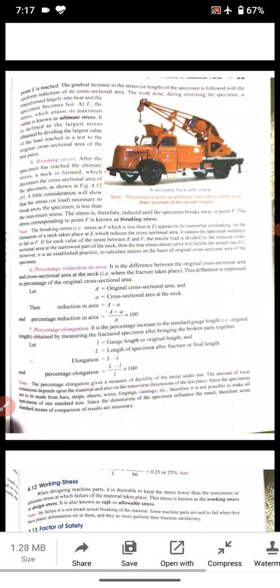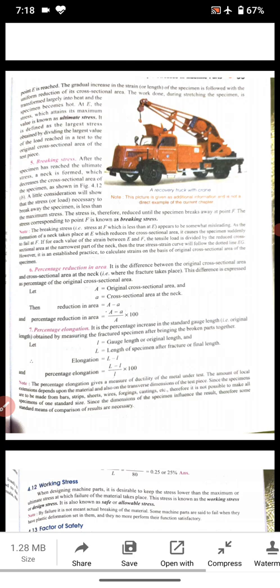So percentage reduction in area is the difference between the original cross section area and the cross section area at the neck. That is where the fracture takes place, meaning the fractured area. You may get a narrow cross section area as compared to the original one. This difference is expressed as a percentage of the original cross section area.